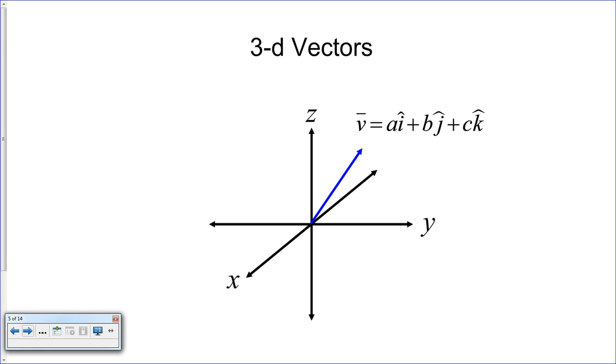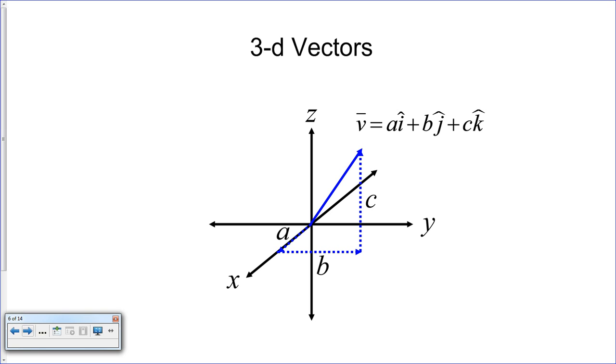Now, a 3D vector is made up of three component vectors. Instead of just i and j, now we have i, j, and k. So we would say that this blue vector v is a times i plus b times j plus c times k. Now a is the distance along the x-axis. So again, that's the distance out of the paper or out of the screen towards you. b is a distance in the y direction, and then c is the distance straight up parallel to the z-axis.